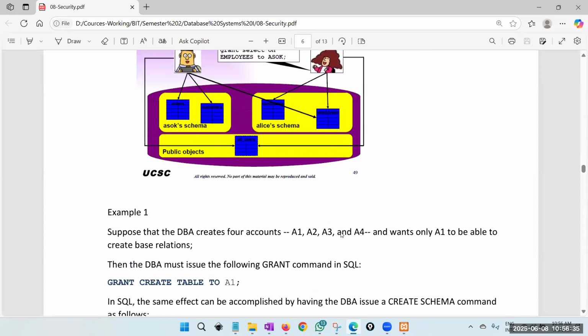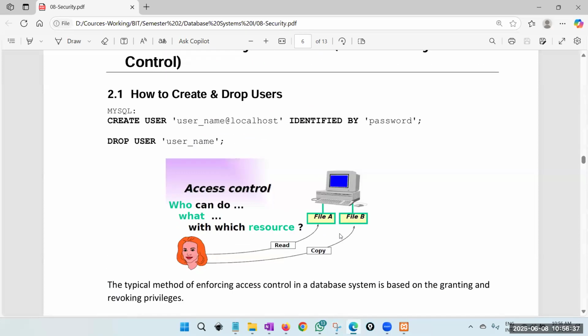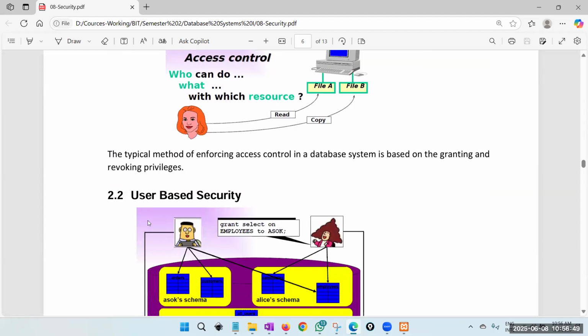Okay. Right. So that is called authentication. Creating a user account and dropping a user account. Okay. So how to drop? Drop user username. Okay. Right.